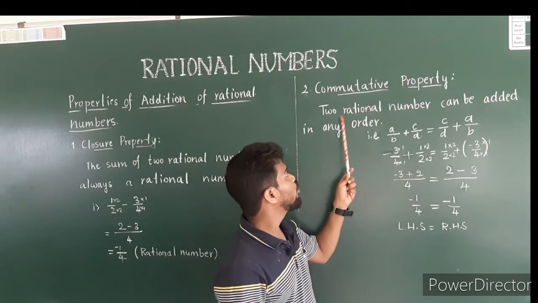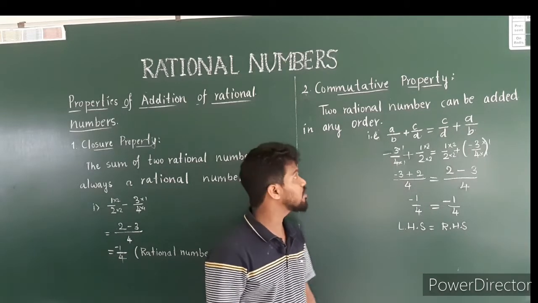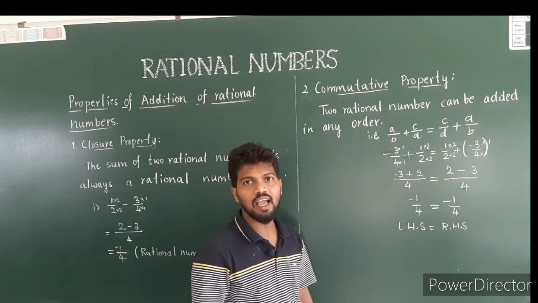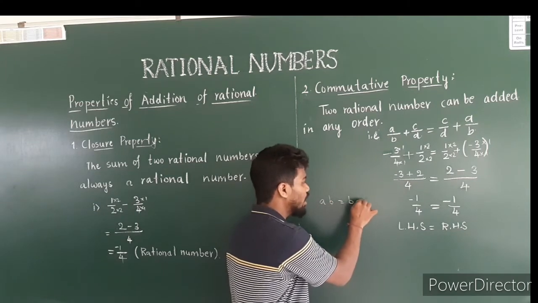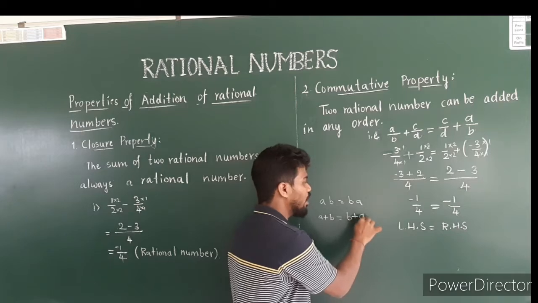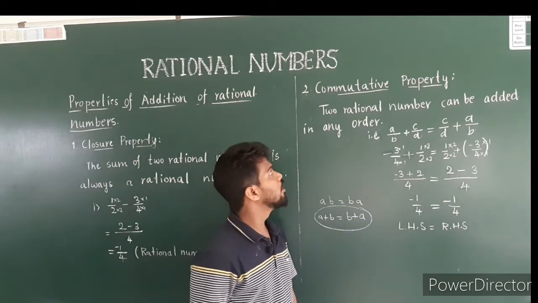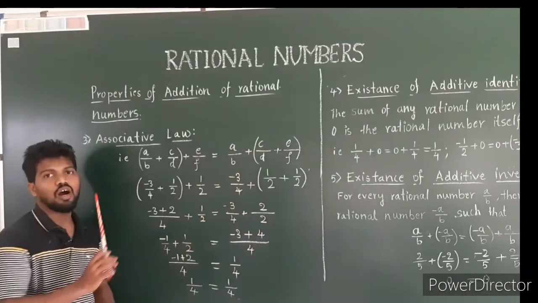That means two rational numbers can be added in any order. So that is called the commutative property. The meaning of commute itself is A, B, B, A. That means A plus B equals B plus A. So that is the meaning of the commutative property.